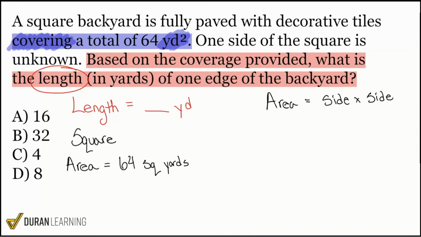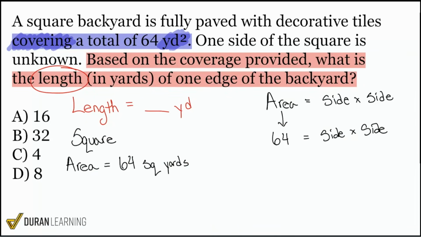Absolutely. And so now that we have this, my friends, which of these are we going to replace with that 64 that we found? The area or the side? Which one are we replacing? Correct. That's going to be the area. So that area being 64 square yards, I'm just going to replace that area and see where the problem takes me. So that's going to be 64 square yards equals side times side.